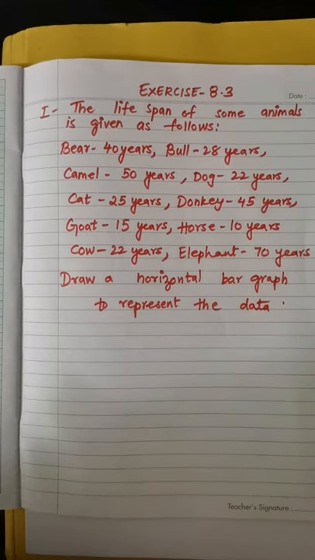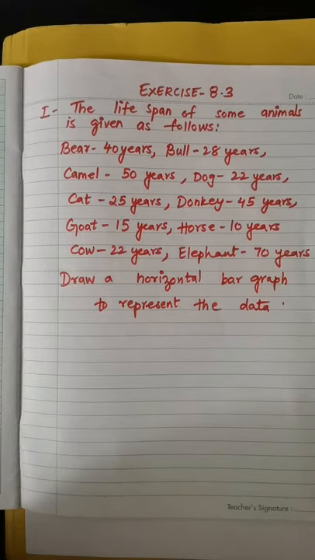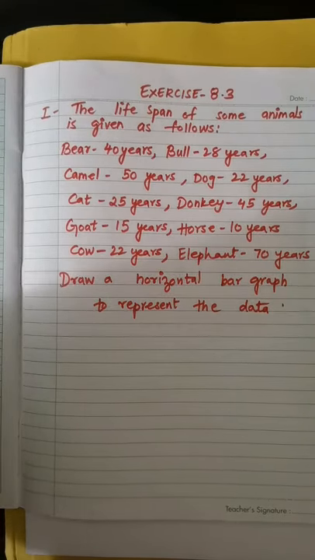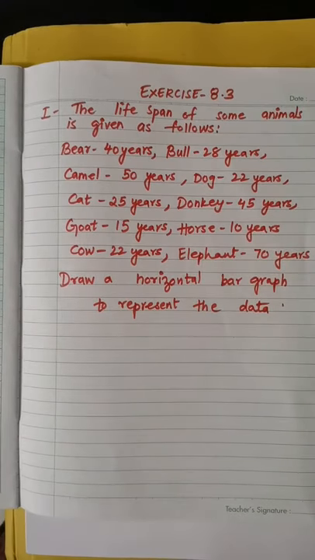In question number one, the lifespan of some animals is given as follows. Lifespan is nothing but the maximum number of years a particular species can live. A bear lives 40 years, bull 28 years, camel 50 years, dog maximum 22 years, cat 25 years, donkey 45 years, goat only 15 years, horse only 10 years, cow 22 years, elephant 70 years. You have to draw a horizontal bar graph to represent the data. When you are drawing a bar graph, you have to draw it very neatly. Each and everything counts. So let us start our bar graph now.